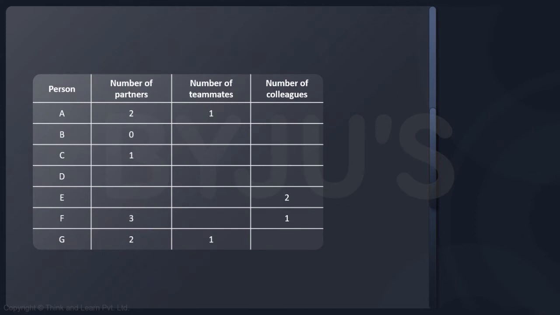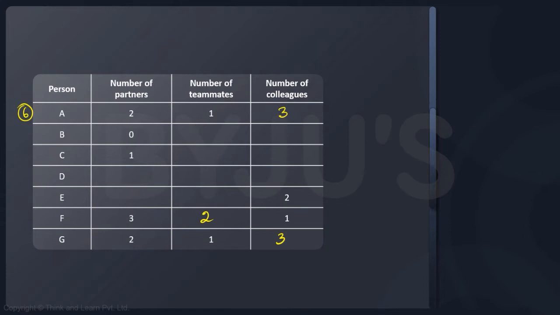A has 2 partners, 1 teammate. What does this tell you? Totally A should have 6 relationships. Total is 3, so the number of colleagues should be 3 here. Similarly, everybody should have a total of 6, so this should be 2, this should be 3. This you can clearly fill, others we can't fill as clearly.